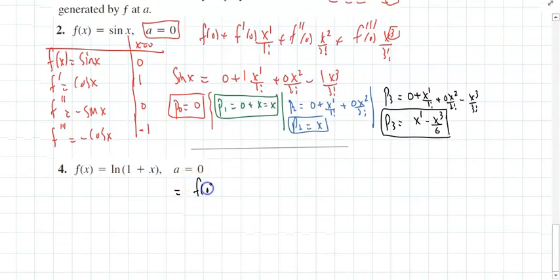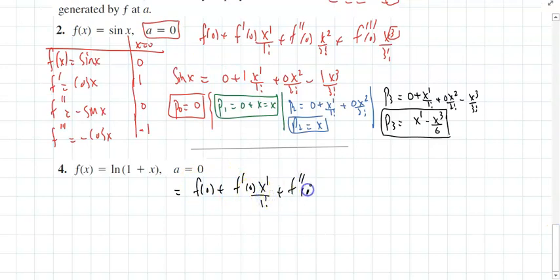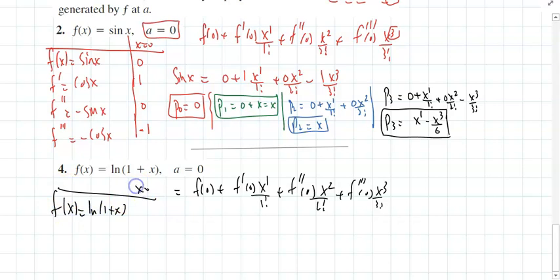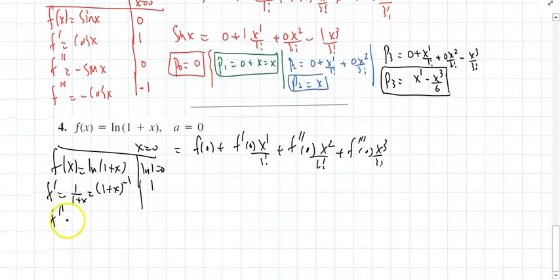That's going to be f of 0 plus f prime of 0 times x to the 1 over 1 factorial, f double prime of 0, x squared over 2 factorial, plus f triple prime of 0, x cubed over 3 factorial. F of x is natural log of 1 plus x. At x equals 0, this is simply natural log of 1, which is 0. The derivative is 1 over 1 plus x, which is 1 plus x to the negative 1. At 0, it's a 1. F double prime would be negative 1 plus x to the negative 2. That would be a negative 1.